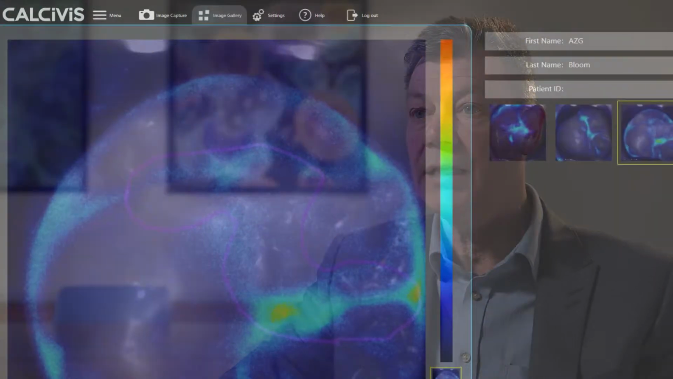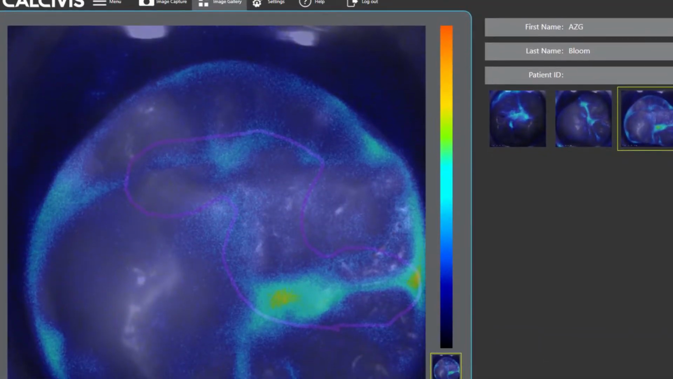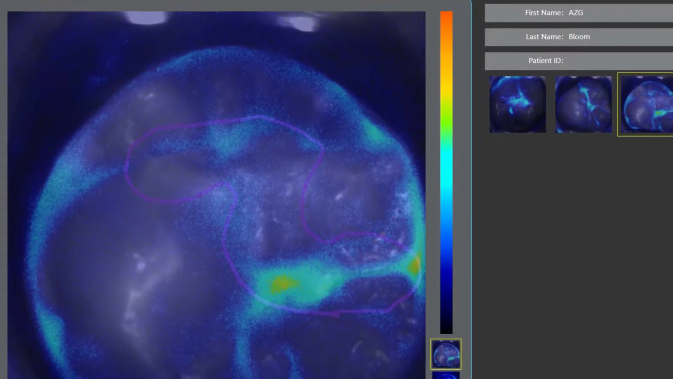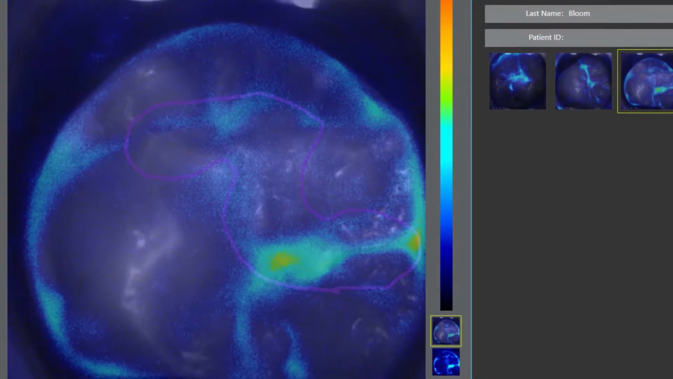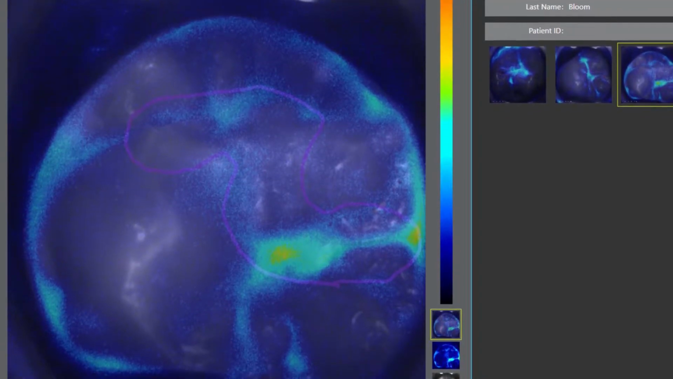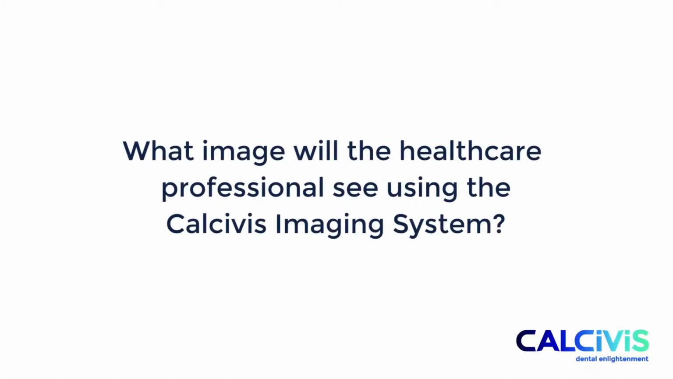The system then combines the two together, and what we see is a blended image which shows the background visible image with the luminescent image superimposed on top of it, to identify hotspots of demineralization on the tooth surface. Once the button is pressed to take these images, the whole process is very quick. It's less than a second from pressing the button to being able to visualize the blended images. So it is genuine, real-time, chairside imagery for the patient and the dentist to see.